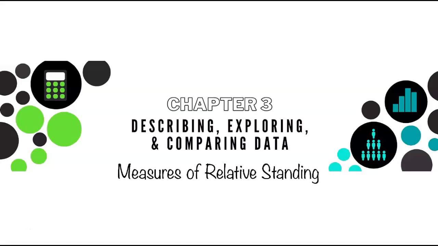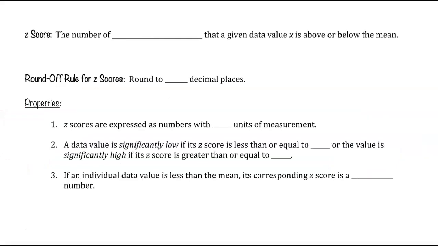In this lecture video, we're going to talk about measures of relative standing, including z-scores and percentiles. Z-score is the number of standard deviations that a given data value is above or below the mean. It's a way that we can level the playing field and take different values, even from different populations, and be able to compare them on the same scale.